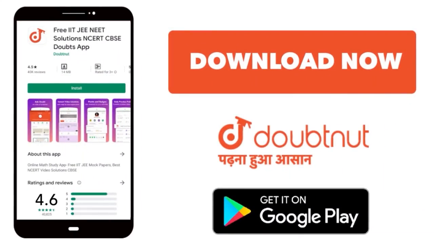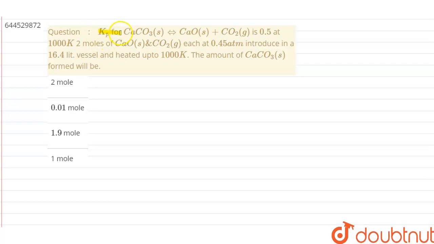Download Doubtnut app today. The question given here is Kp for calcium carbonate and calcium oxide and carbon dioxide. So this is the reaction given here, and the Kp value for this is given, that is 0.5 at 1000 Kelvin. Then 2 moles each of calcium oxide and carbon dioxide, each at 0.45 atmosphere, introduced in a 16.4 liter vessel and heated up to 1000 Kelvin.